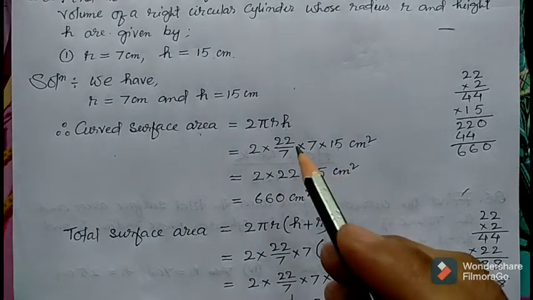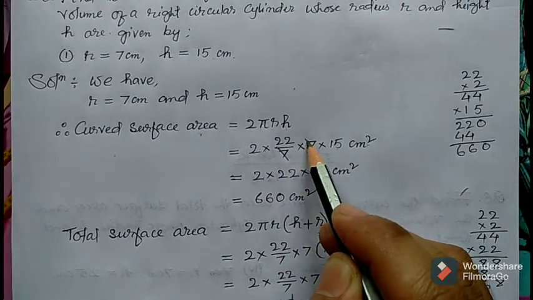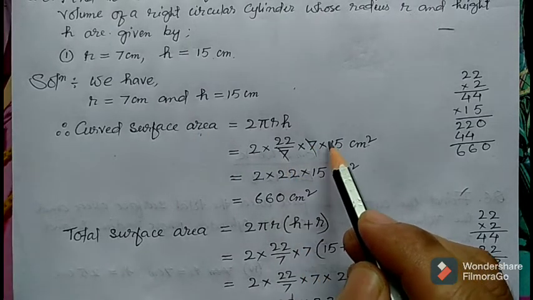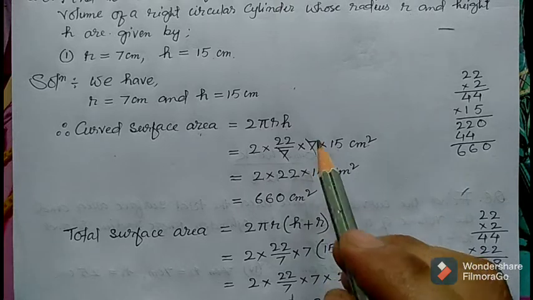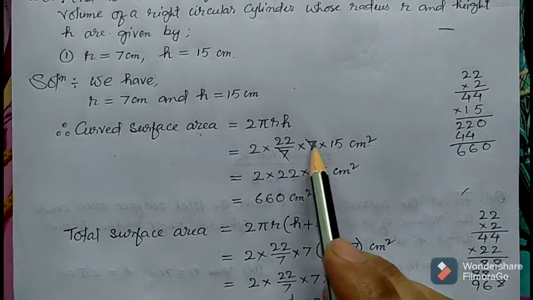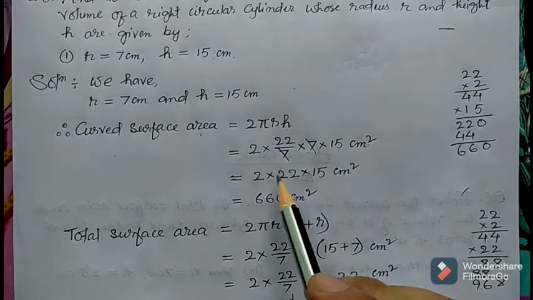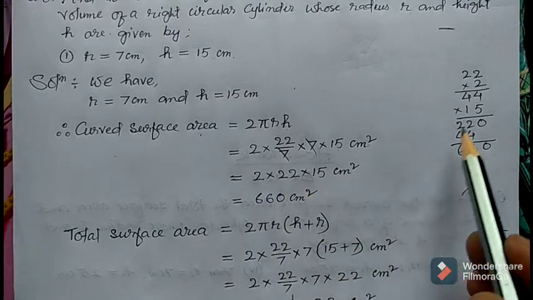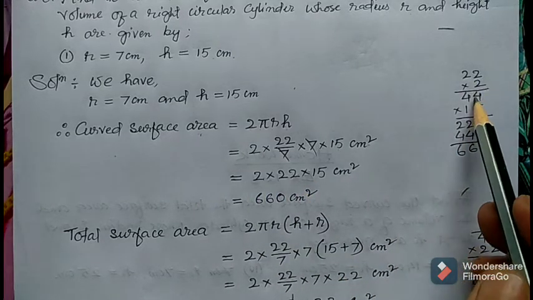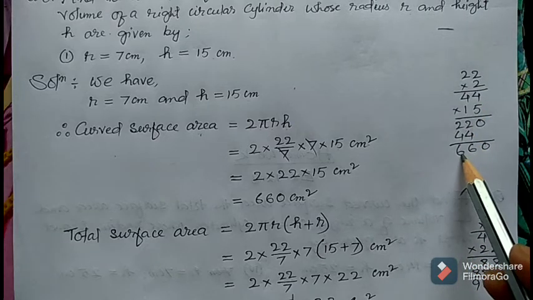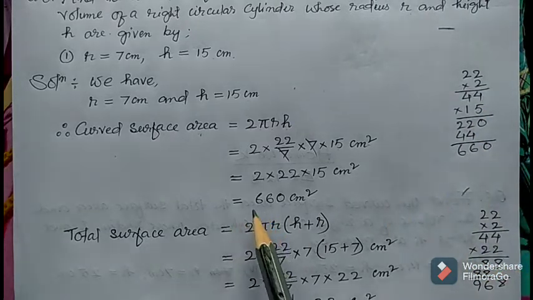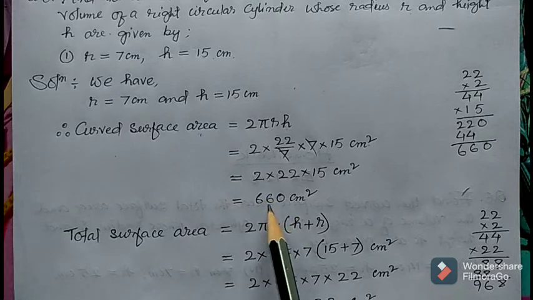So here you can see we can cancel 7 and 7. This 7 is denominator, this 7 is numerator. Cancelling them, finally we have 2, 22, 15: 2 into 22 into 15 centimeter square. The multiplication of these three numbers we work out here in the rough column. 22 into 2 is 44, 44 into 15 is 660. So the curved surface area of the cylinder is 660 centimeters square.